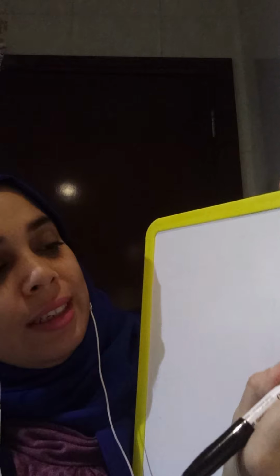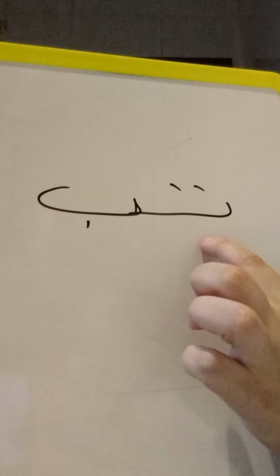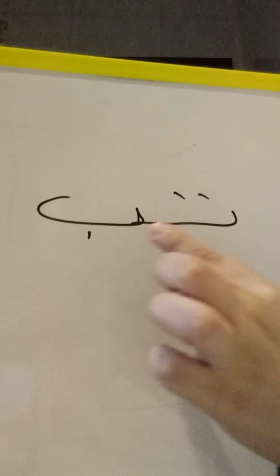Okay, so let's practice this together. Ta is one of the letters that are very happy, more than happy, to be connected to the other letters that come after or before. She has no problem. I'm saying she because I love her. So let's write here some words. What is this? Tab. See? No space in the middle. Tab.